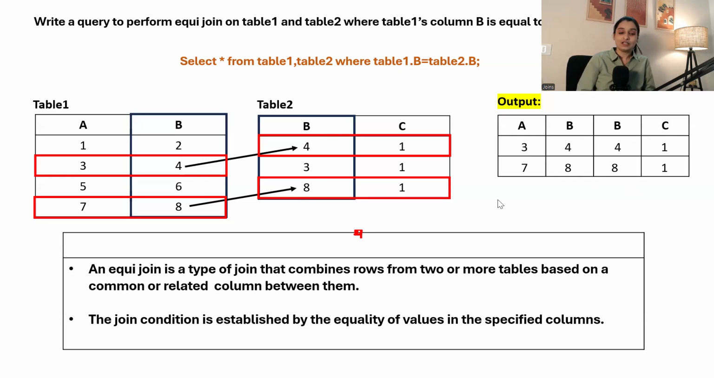Okay. So that's all about your EQUI join. And this is the syntax. Table 1, comma, table 2, comma, you have to mention. After that, where clause. Okay. I hope I am clear with this.